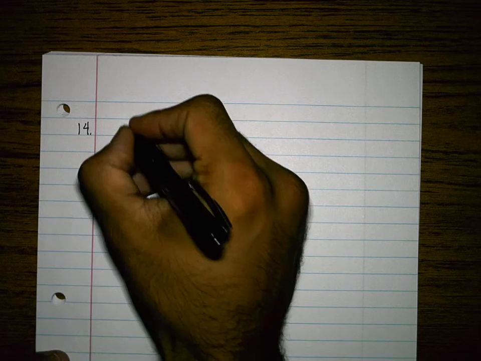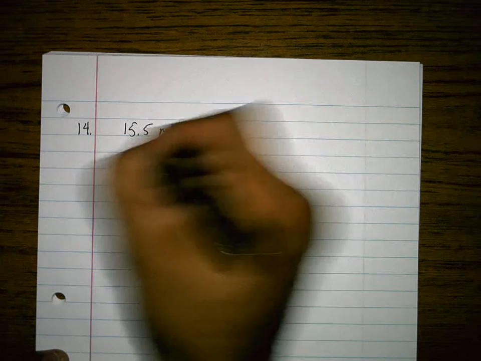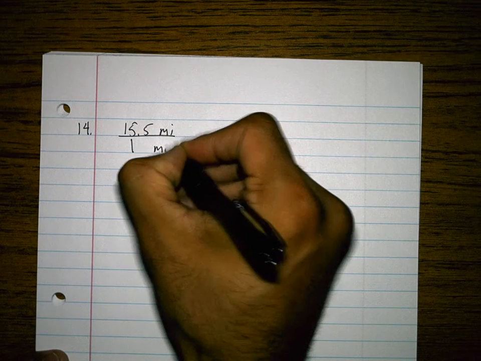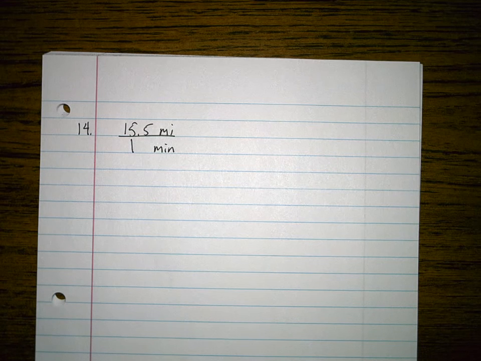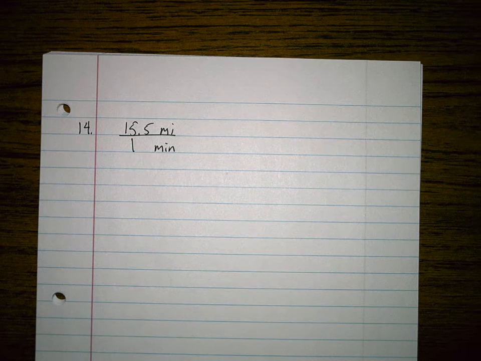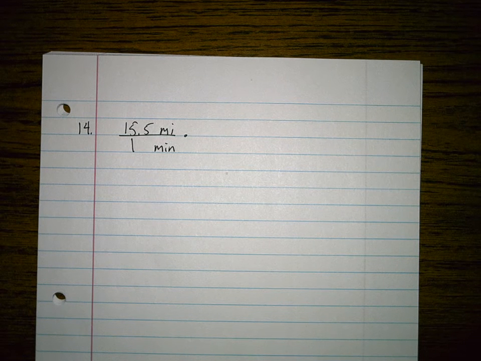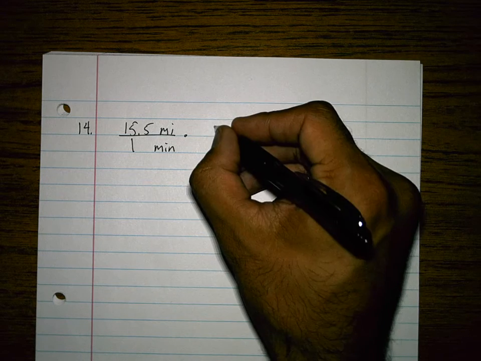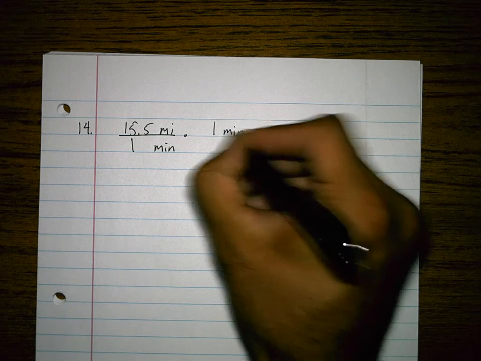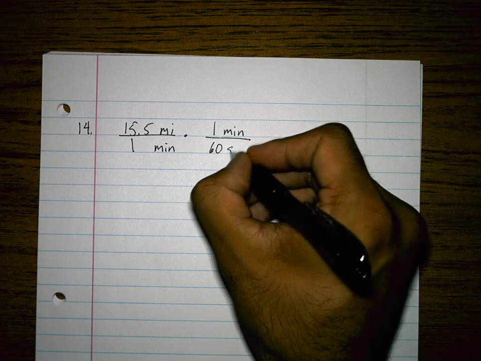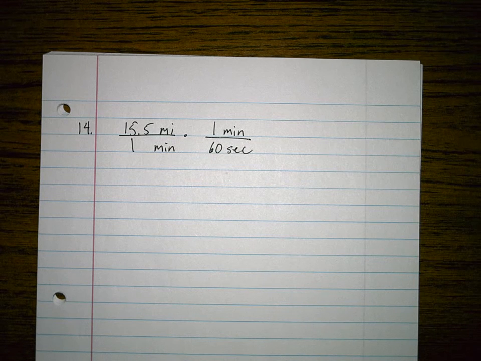All right, let's do one more on this video. Number 14. Okay. So this one says same fraction, so 15.5 miles over 1 minute. And they want to turn it into feet per second. So now I'm changing both of these. So we got to do one at a time. So I'm going to turn minutes into seconds. So I'm going to say I want my minutes on top and 60 seconds. Okay, that's going to convert from minutes to seconds.